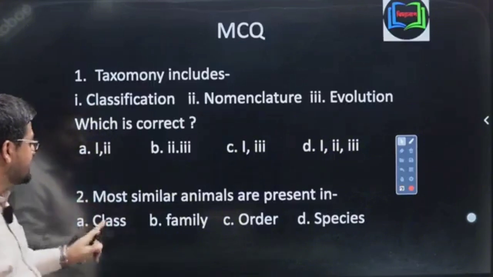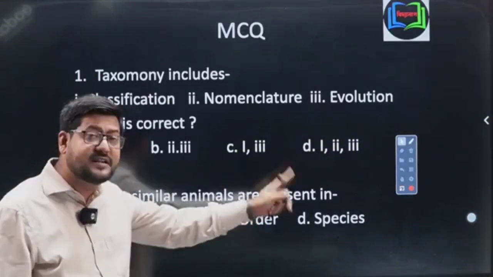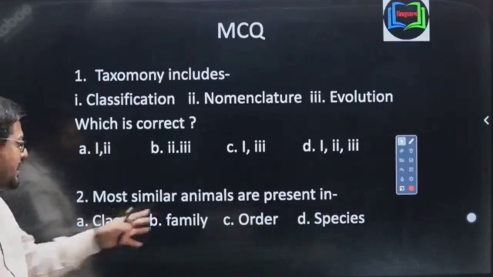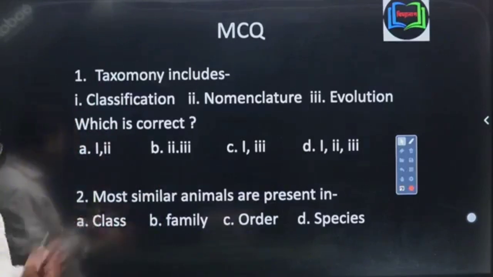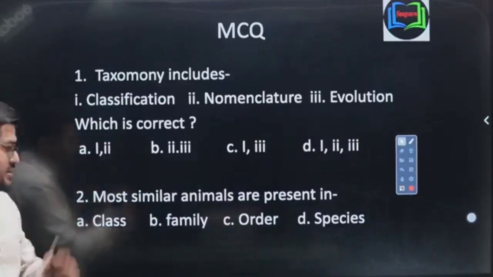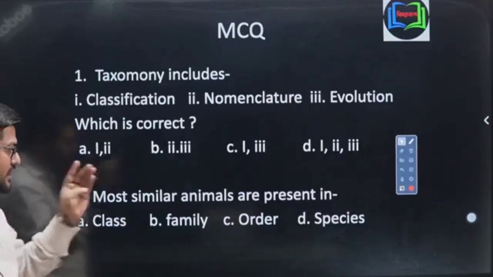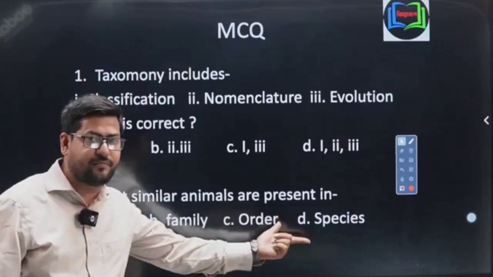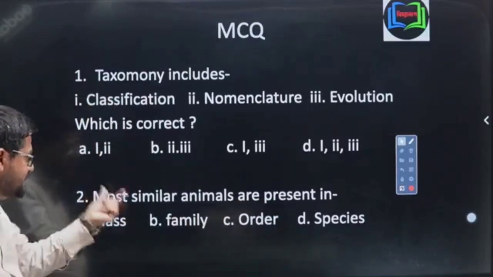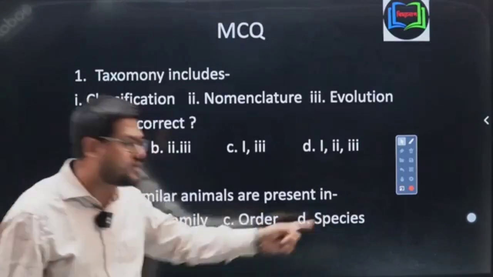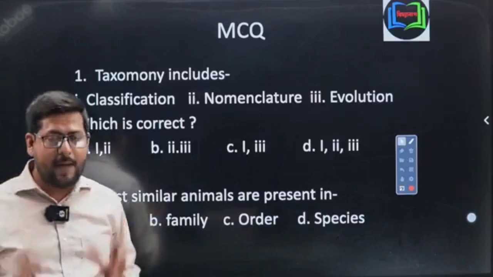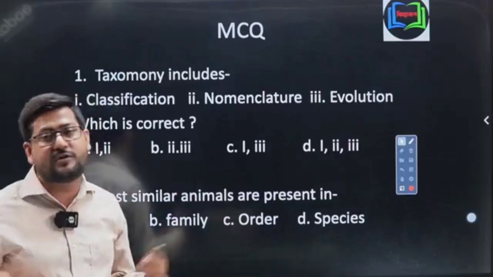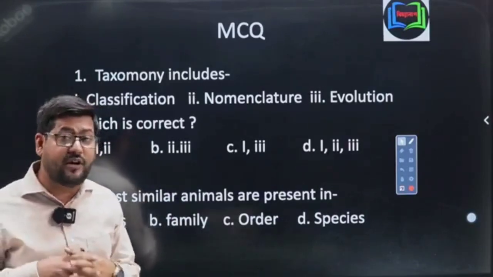Now my question is: most similar animals are present in, I am telling you similar animals. Here there is some random organization, so you have to make it serial first. So class, and after the class there is order, and after the order there is the family, and finally the species. So common or similar characteristics are found in species. So the answer will be species. This way you have to utilize your knowledge of this topic, and then you will get the answer, otherwise it will be very difficult to understand.